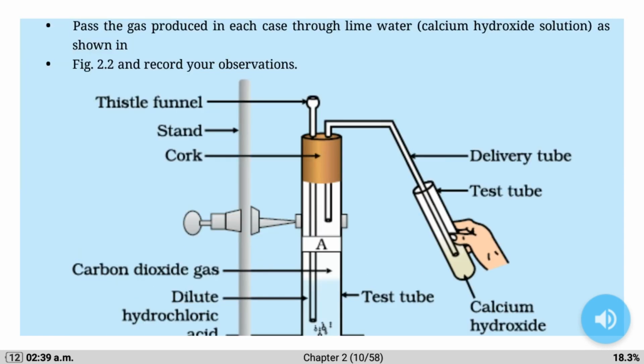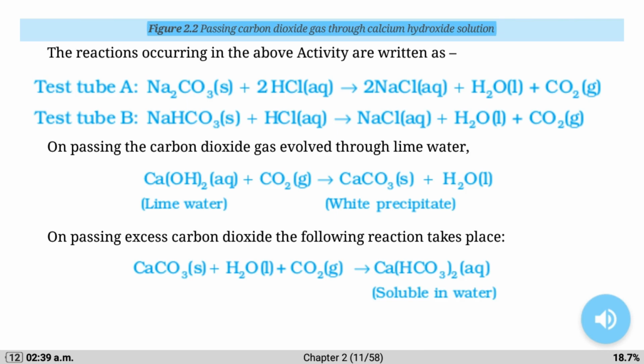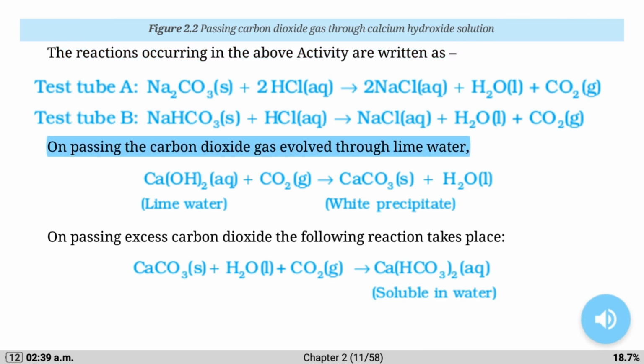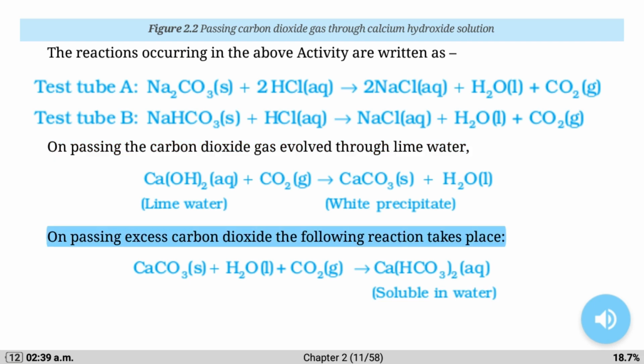What do you observe? Pass the gas produced in each case through lime water, calcium hydroxide solution, as shown in Fig. 2.2, and record your observations. Figure 2.2: Passing carbon dioxide gas through calcium hydroxide solution. The reactions occurring in the above activity are written as follows, on passing the carbon dioxide gas evolved through lime water. On passing excess carbon dioxide, the following reaction takes place.